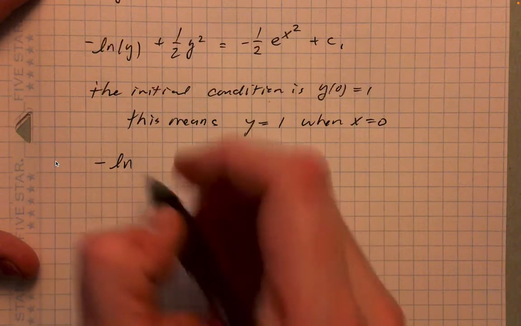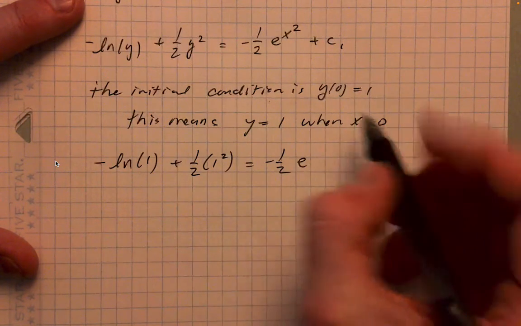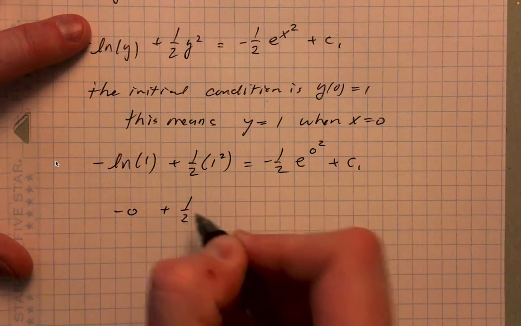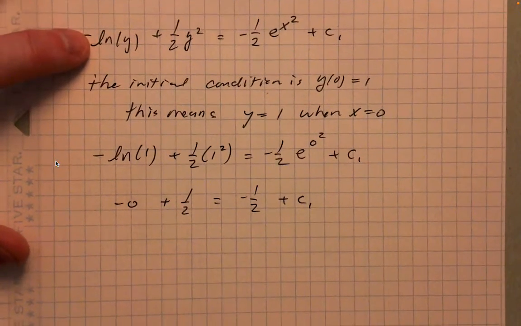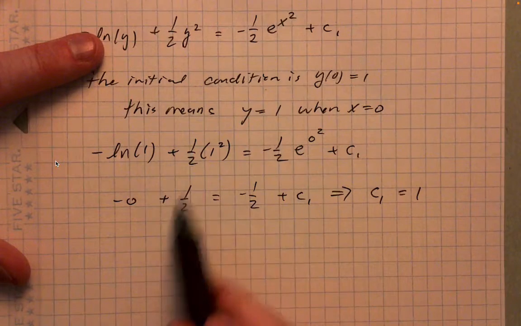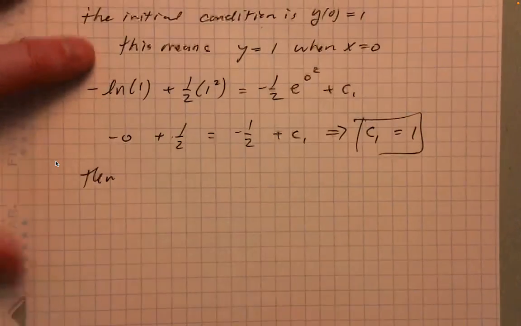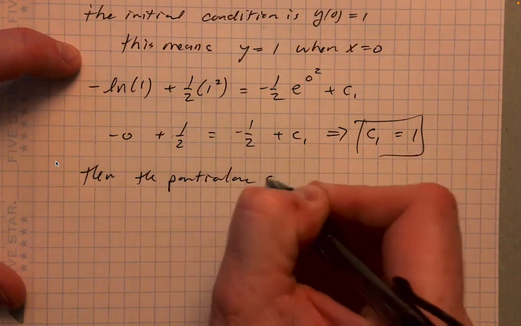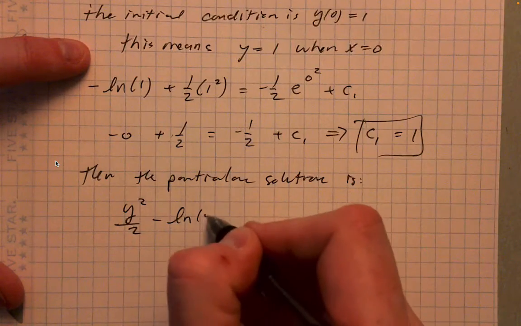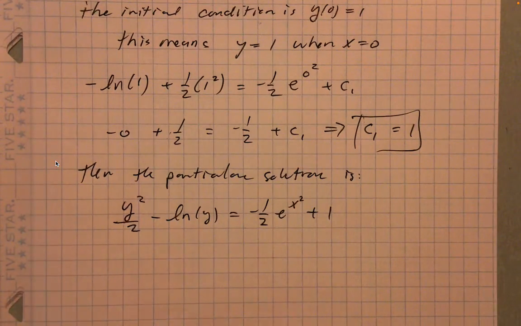So we get negative natural log of 1 plus 1/2 of 1 squared equals negative 1/2 of e to the 0 squared plus c1. Basically this is 0 plus 1/2 equals negative 1/2 plus c1. A little arithmetic at this point: c1 is equal to 1. You've got a half minus a negative half, so you bring it over. So c1 is 1. Then we can crank out the particular solution. The particular solution is y squared over 2 minus the natural log of y equals negative 1/2 e to the x squared plus 1. Okay, so there we go.